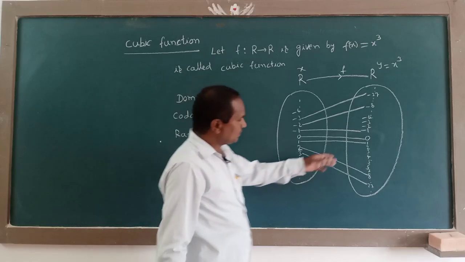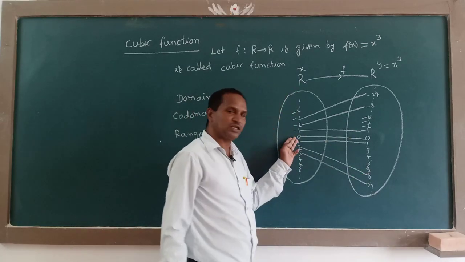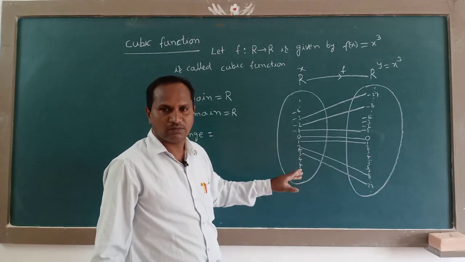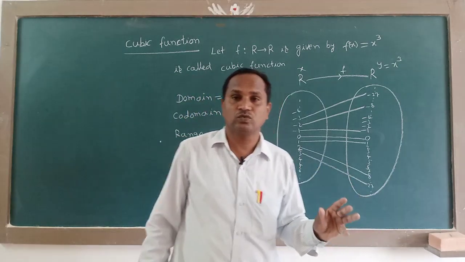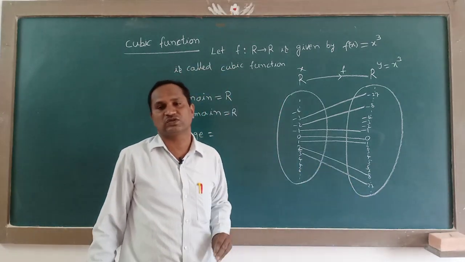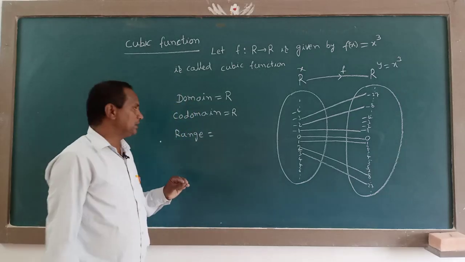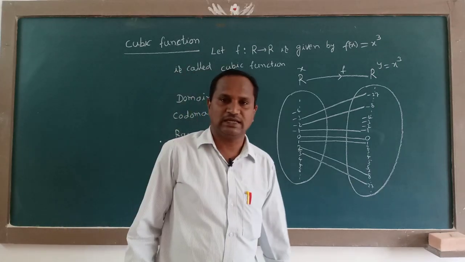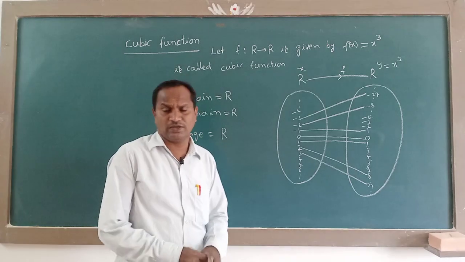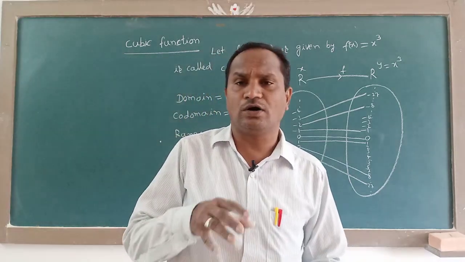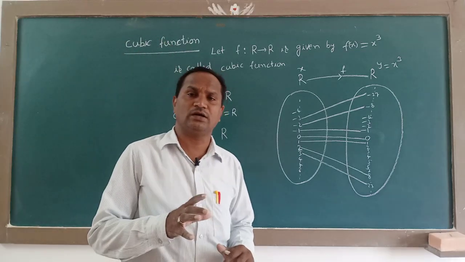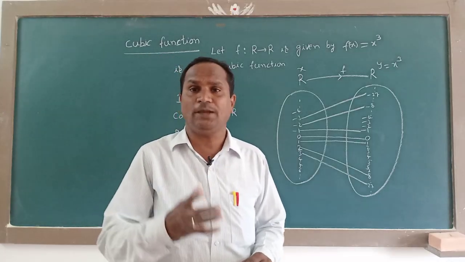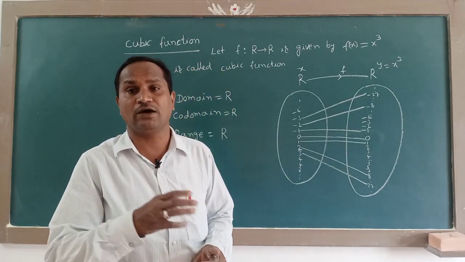Cube numbers means here 1, 8, 27. Some fractions also will come here. Real numbers means not only this. 0.5 is also a real number, 1.5 is also a real number. If we take fractions too, we get approximately perfect numbers also. That's what we can write here. Range is also the set of all real numbers. Now we are going to discuss the graph of the cubic function: how we draw the graph and what shape the cubic graph has. About that we'll discuss now.